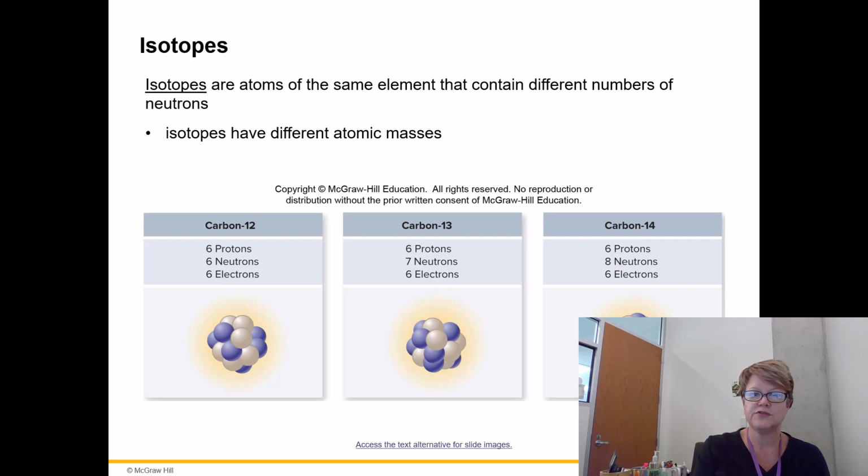Carbon always has 6 protons. If you look across on this example, all of these 3 diagrams show 6 protons. But the first one has 6 neutrons, the middle one has 7 neutrons, and the last one has 8 neutrons. So the first one is called carbon-12 because it has a mass of 12 daltons, 6 protons and 6 neutrons, each weighing 1 dalton apiece. The middle one has a mass of 13 daltons because it has 1 more neutron. And the third one has 14 daltons in mass.